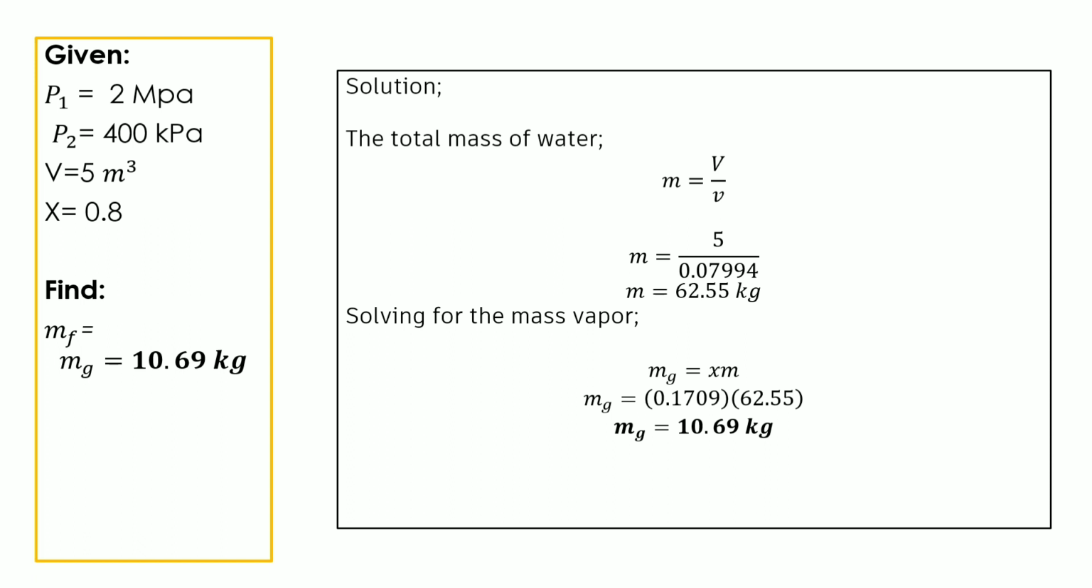So after solving all the needed values, we can now proceed to finding the mass of vapor of the water itself. The mass of the vapor is equal to the quality multiplied by the mass of the water. Plugging in all the given values and the needed values, we now find the mass of vapor to be 10.69 kilograms.